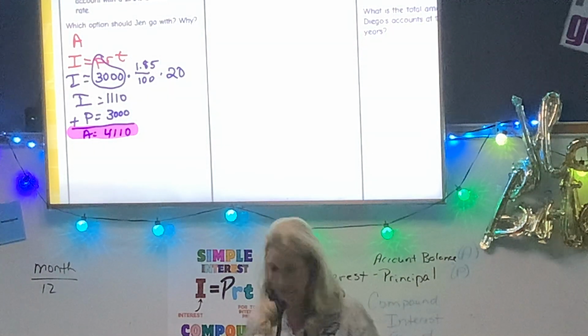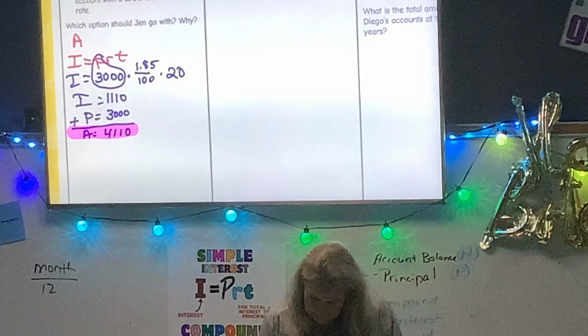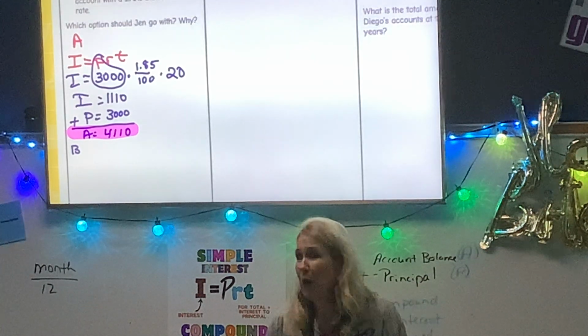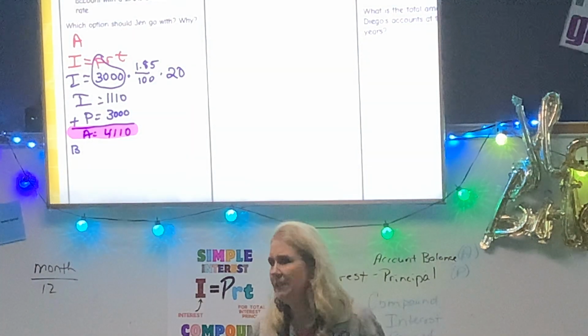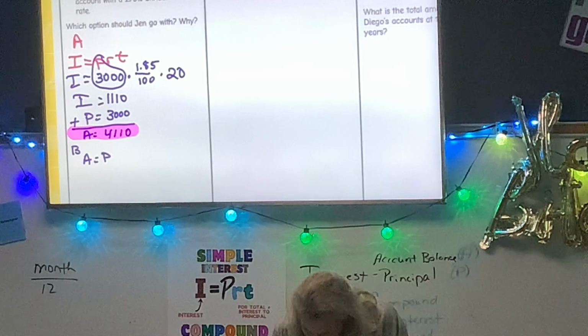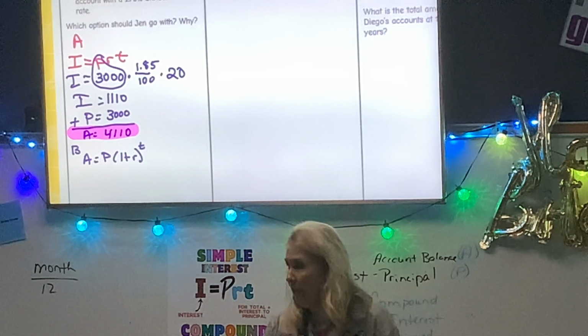Now we have option B. Now option B, oh look, it's compound. Of course it's going to be, because I just did simple. So, A equals P, 1 plus R, T for time.